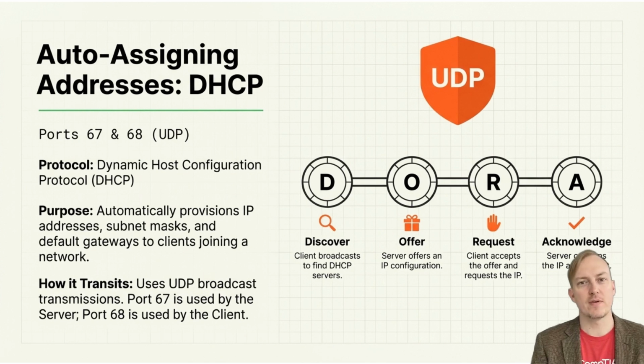District 3 handles our files and configuration. To auto-assign IP addresses, we use DHCP, the Dynamic Host Configuration Protocol, on ports 67 and 68 using UDP. Its purpose is to automatically provision IP addresses, subnet masks, and default gateways to clients. It uses the DORA process: discover, offer, request, and acknowledge, relying on fast UDP broadcast transmissions where the server operates on port 67 and the client uses port 68.